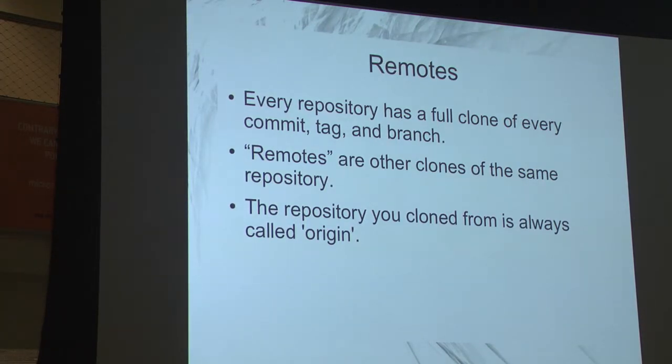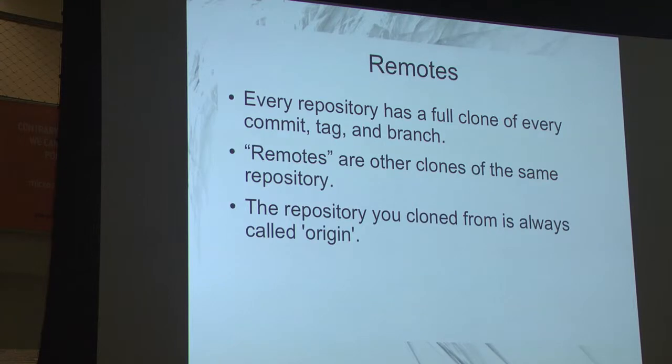A remote is a same repository, a clone elsewhere. When you do git clone something off of GitHub or git.loosechart.com, whatever it is that you're cloning, a new remote will be created automatically for you called origin. Origin is just the place where you cloned. Each remote is just a place where you can find another repository.